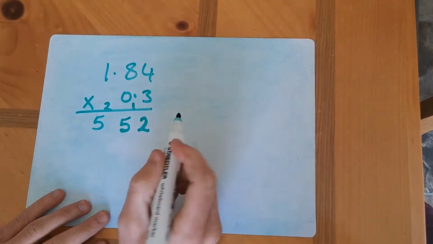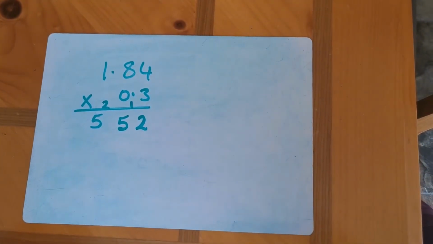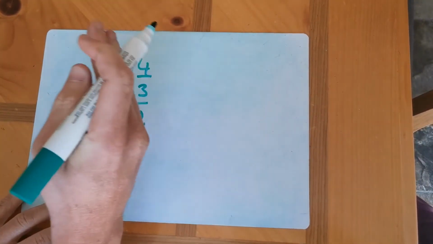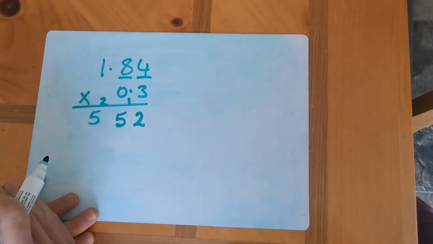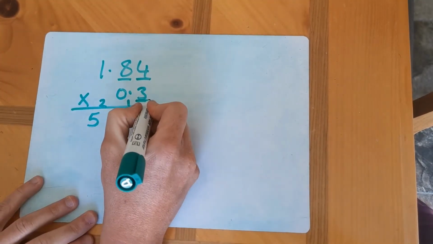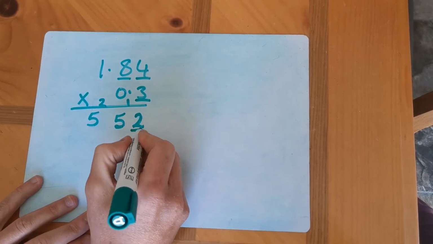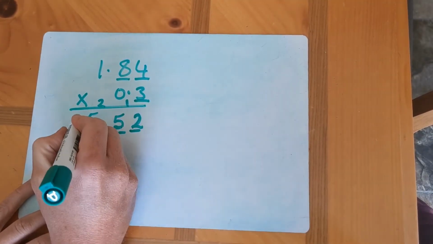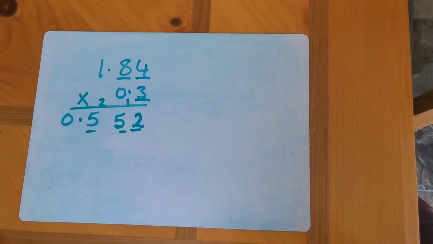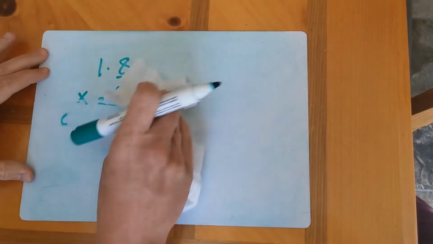Now, we need to figure out where our decimal point goes. Again, the numbers that come after the decimal point in the sum must be the same as in the answer. So we have 2 numbers after the decimal in one and 1 number in the other, which means we need to go 1, 2, 3 numbers across and put in our decimal point. So the answer to that sum is 0.552.